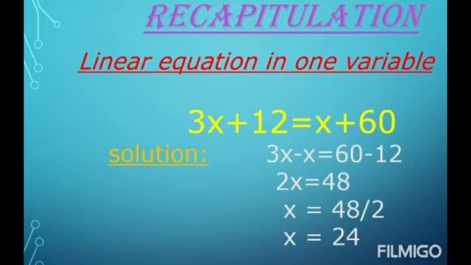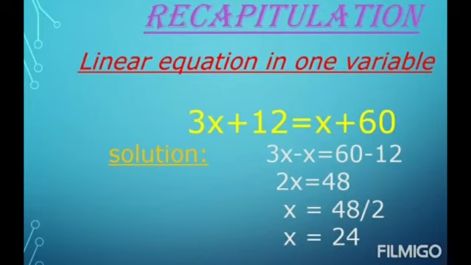Further, we can solve this equation when we transpose any variable or constant from one side to another, the sign is reversed. Plus becomes minus, minus becomes plus. Multiplication becomes division and division becomes multiplication, right? So here when we transpose x from right hand side to left hand side, we have to subtract, and the constant from left hand side to right hand side, we also subtract. So 3x minus x will be 2x is equal to 60 minus 12, which is 48.